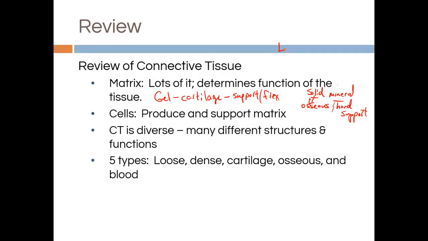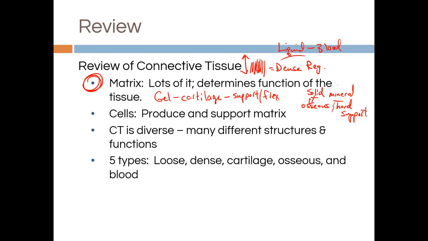If I told you it was a liquid only with no protein fibers, you would say it's blood. And that liquid defines blood, right? Blood is defined as a liquid tissue, and it flows around very freely. If I told you that I had a whole bunch of collagen protein fibers all lined up, it's dense regular. So the matrix determines the function. This is going to be strong in one direction, okay? So this is very key.